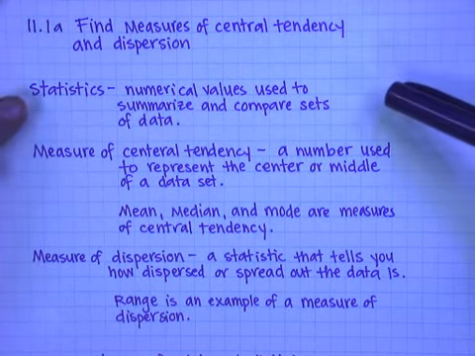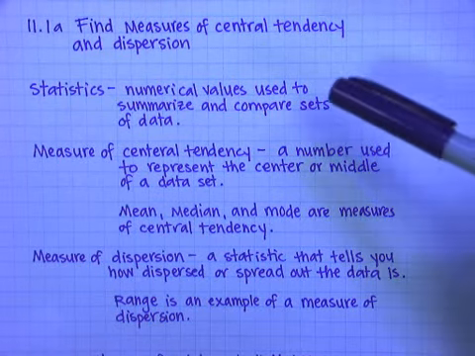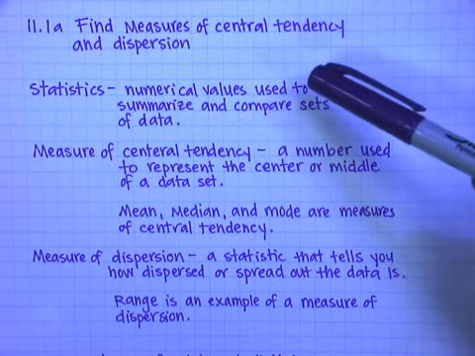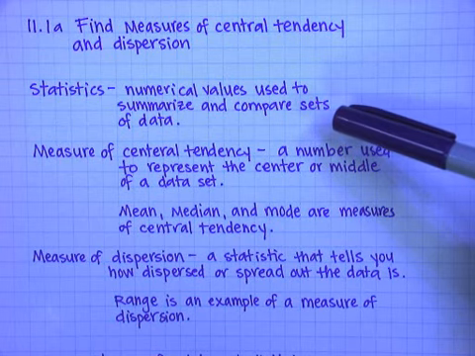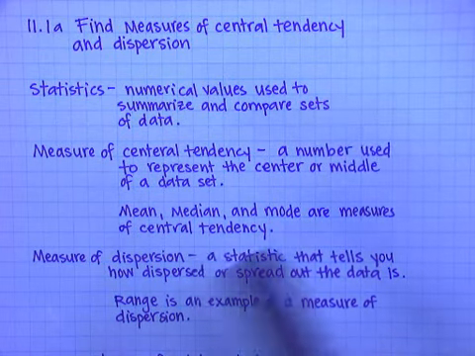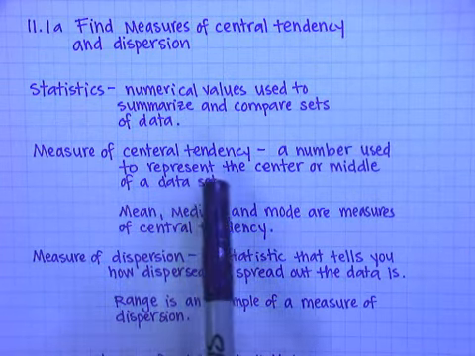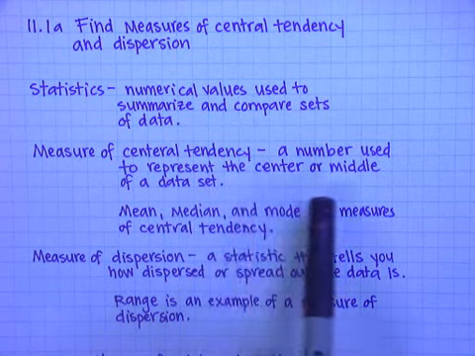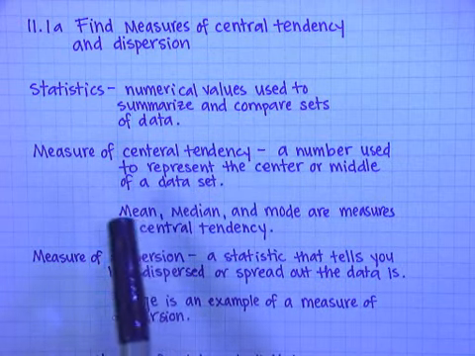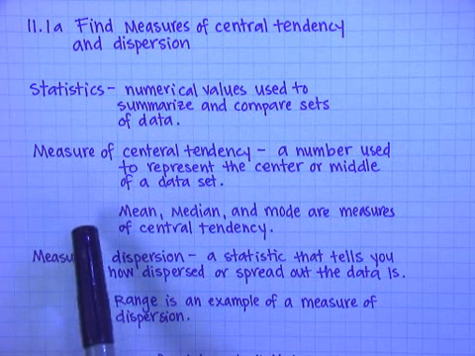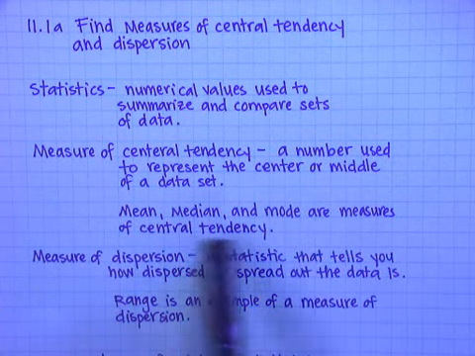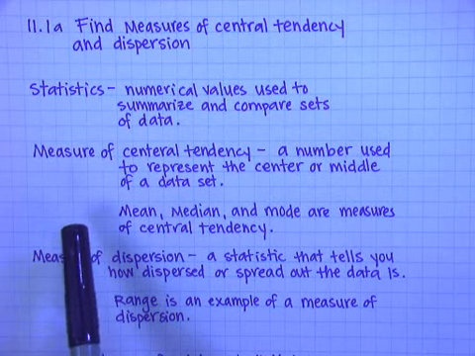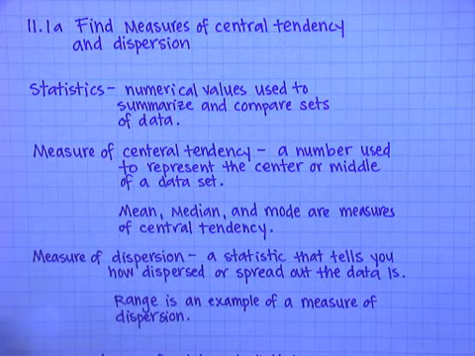So first of all, statistics. The definition of statistics is numerical values used to summarize and compare sets of data. Okay, so make sure you get that written down, please. And then a measure of central tendency is a number used to represent the center or middle of a data set. And so this will look familiar for what we did in class today. We talked about mean, median, mode, and how these are all different ways that we can measure the middle or the center of a data set.